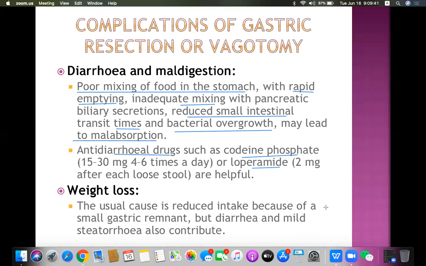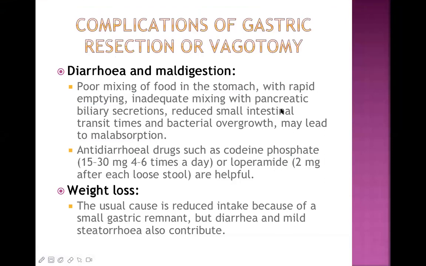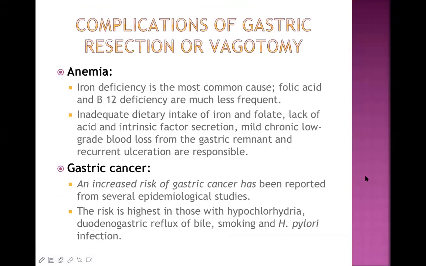Now, because of all these mechanisms, the person will lose weight, definitely. The person cannot eat a large amount of food, small amounts of food should be eaten, and at the same time, chronic diarrhea is happening, so the person will lose weight. Now, some other complication would be anemia. There are multiple mechanisms for anemia here. Iron deficiency anemia is the most common one.